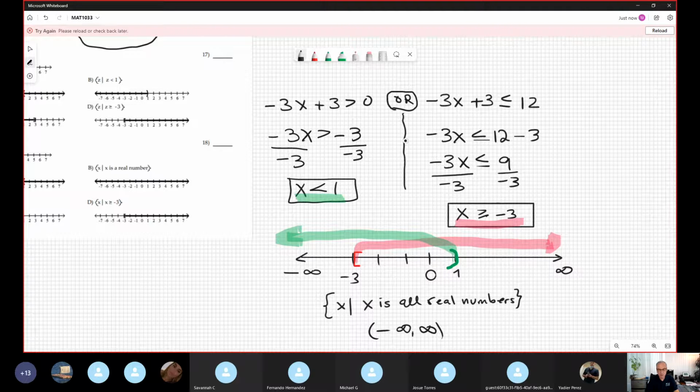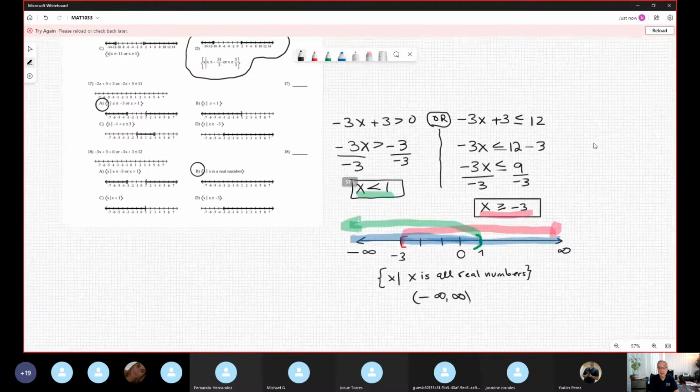Okay. Again. Let me use another color. I highlight blue maybe. The first solution gets the red one. I highlight in blue now. And the second solution gets the green. I highlight again in blue. And together they represent all real numbers. Make sense? Make sense or no? It's the entire line. Exactly, entire line.